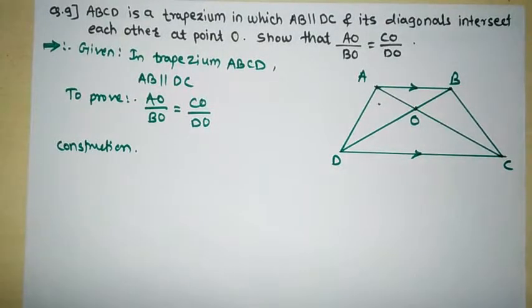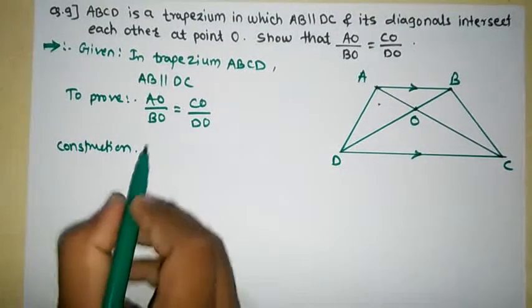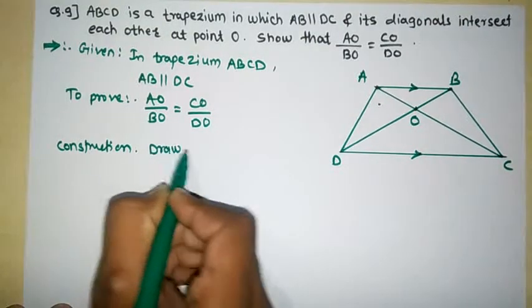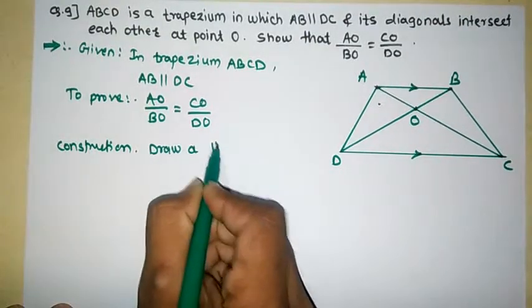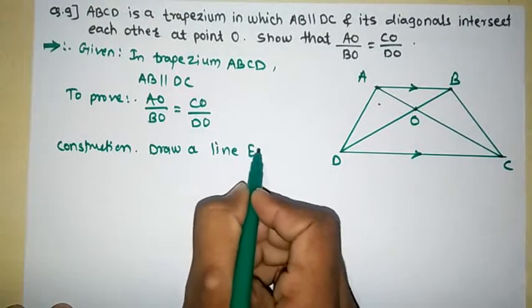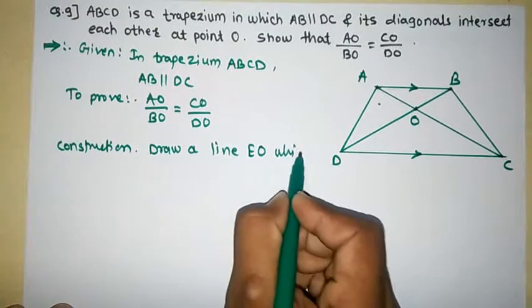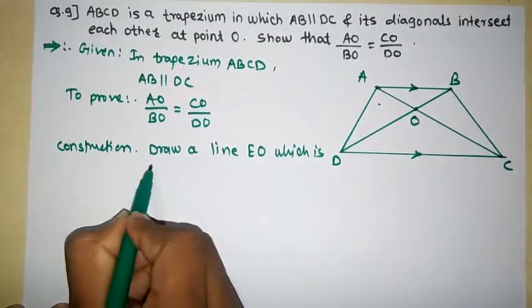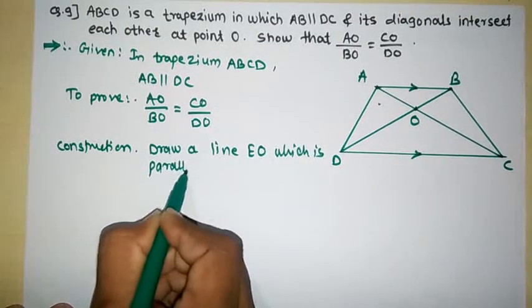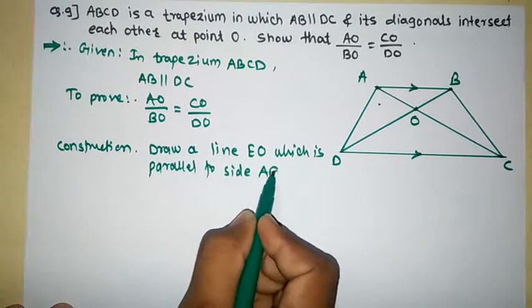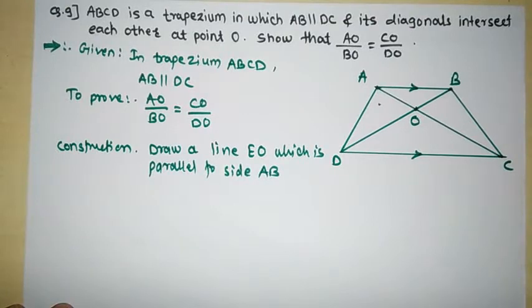Draw a line EO which is parallel to side AB. Side AB को parallel होना चाहिए, ऐसा line draw करना है.